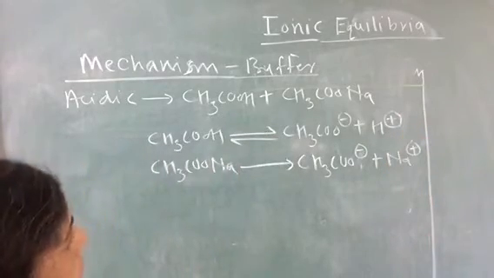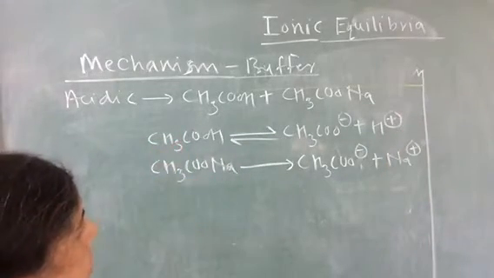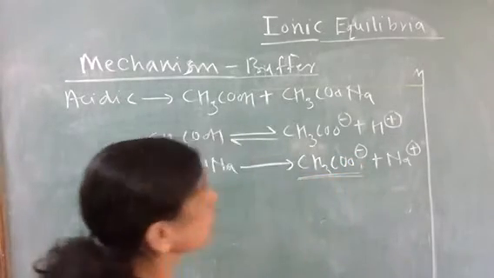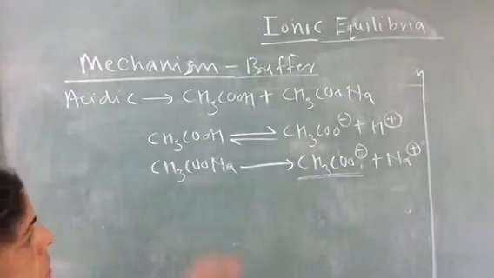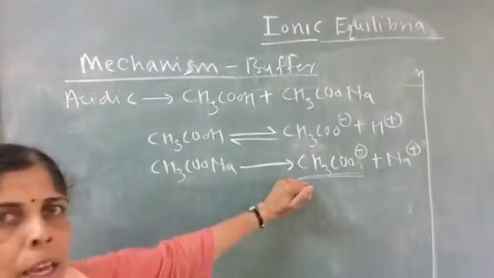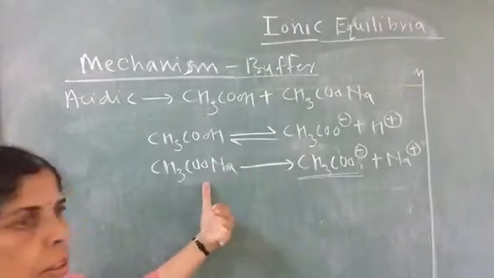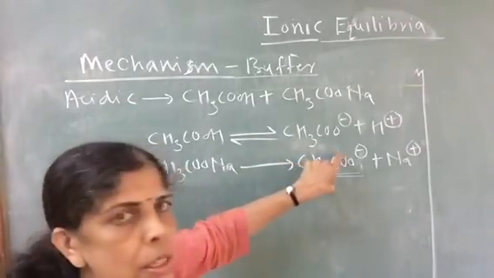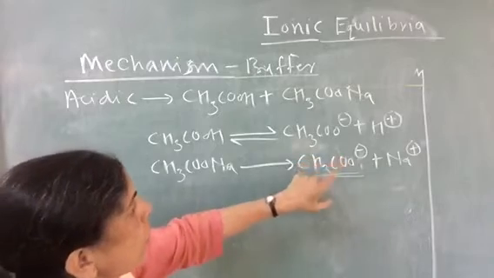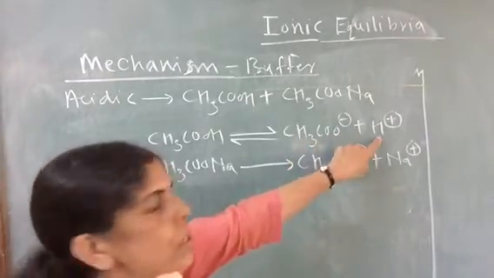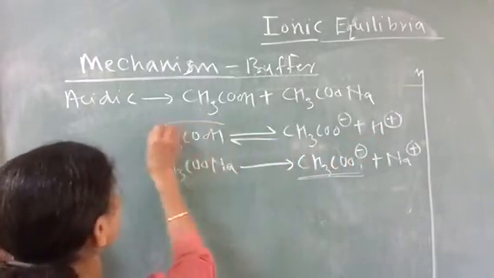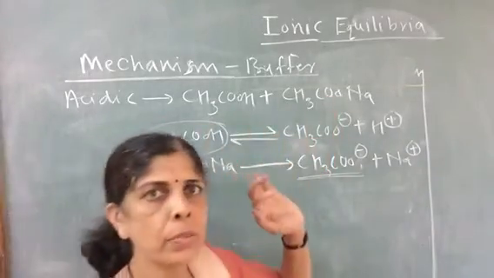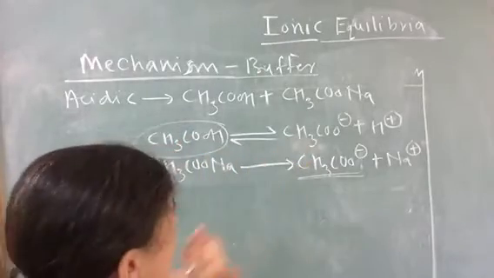Now if you observe these equations, acetate ions are in large excess, because this is an irreversible reaction. This is a strong electrolyte and therefore it will dissociate completely. So these ions we have in large excess in the buffer solution. They will react with H+ ions. We also have a large excess of acetic acid, because it is a weak electrolyte and dissociates only to a small extent. So these two we have in large excess.